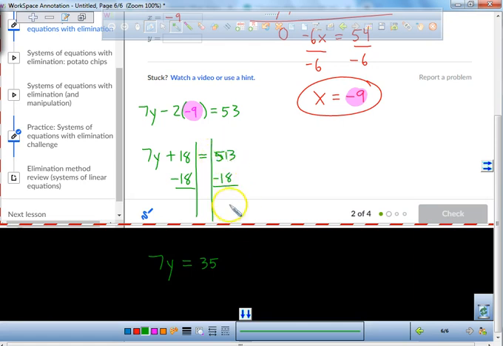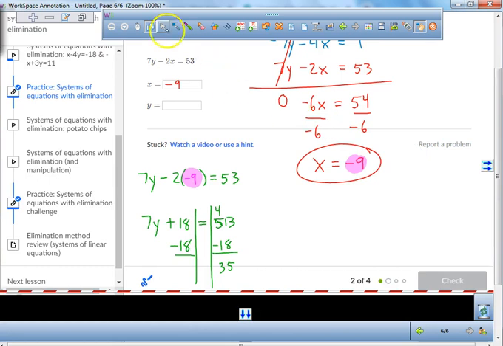If you want to do a little borrowing, you could borrow. So there you go. Right now, what are we going to divide both sides by? Divide both sides by 7, and y equals 5. So what's my ordered pair? My ordered pair is negative 9, comma 5. So negative 9 and a positive 5.